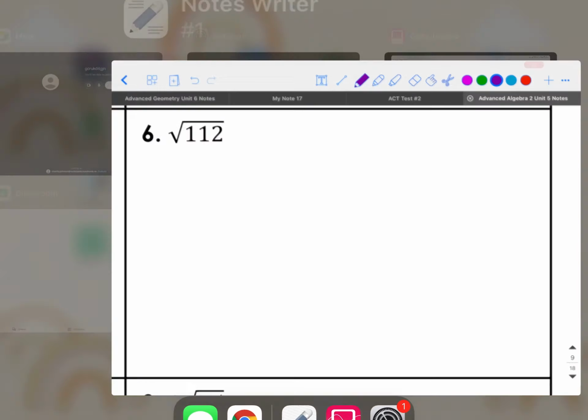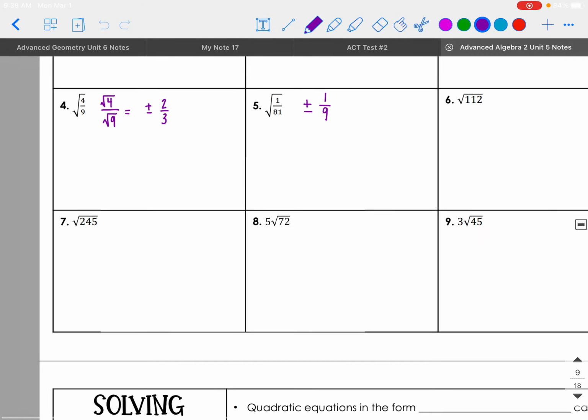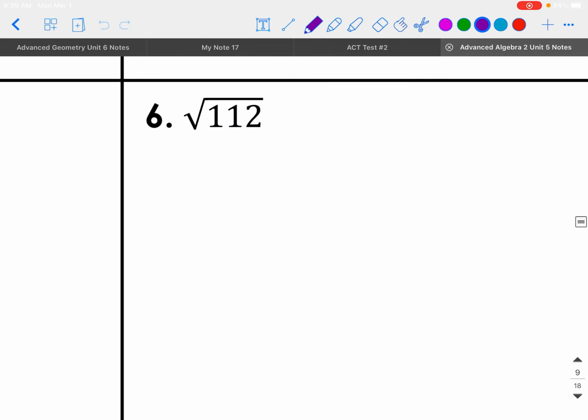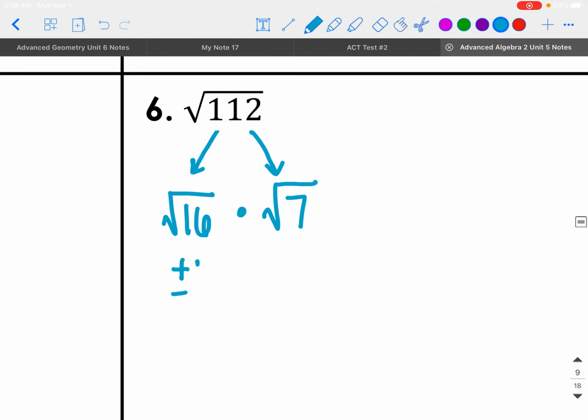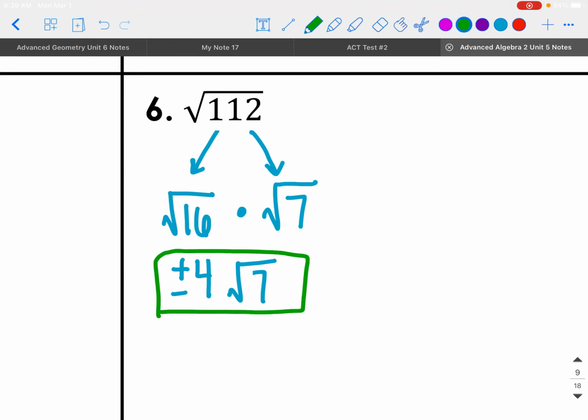16 and 7. So 112 can be broken down into the square root of 16 times the square root of 7. And then the square root of 16 we know is plus or minus 4. And the square root of 7 is just the square root of 7. So when I simplify, I get plus or minus 4 radical 7.